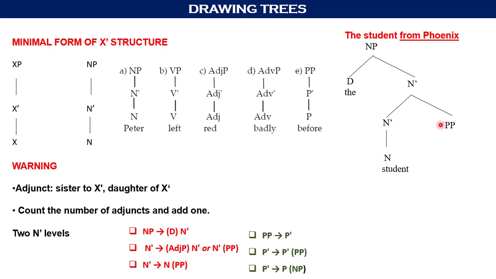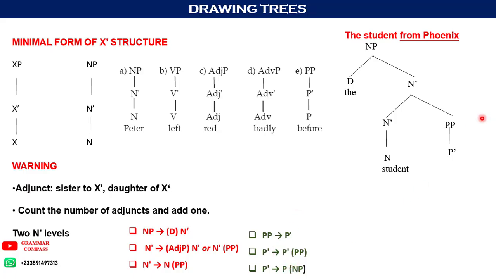Now all that you have to do is to break down this prepositional phrase, which is very easy. This prepositional phrase from Phoenix does not contain any adjuncts. This over here is not an adjunct, it is a complement. So we don't have any adjunct. We'll move on to the complement rule.